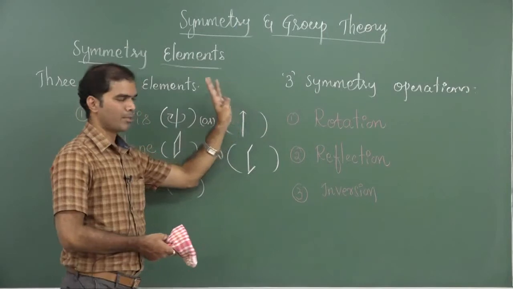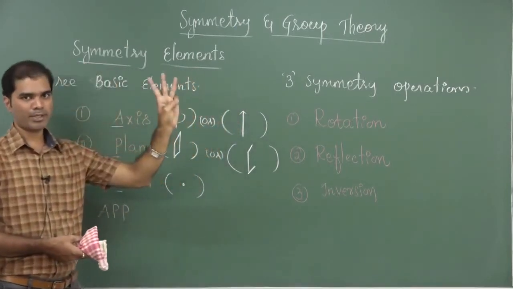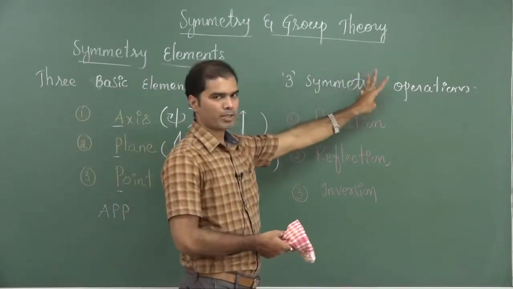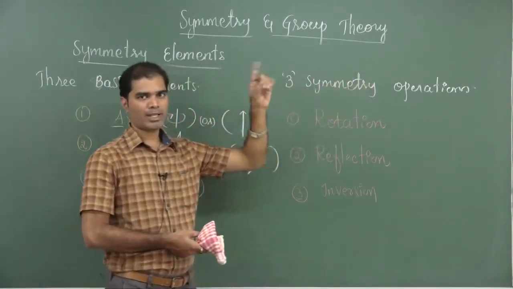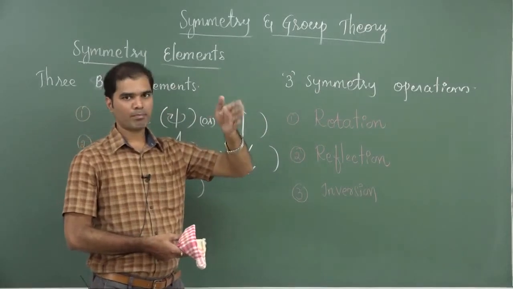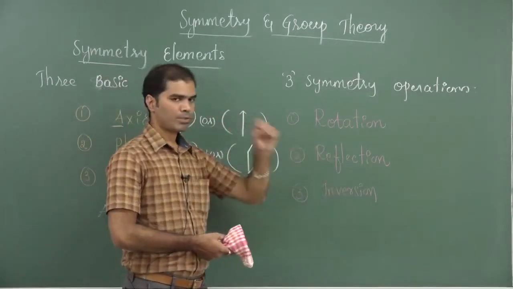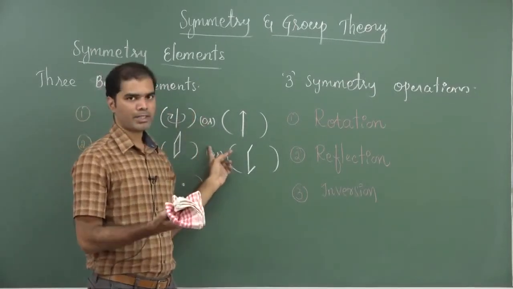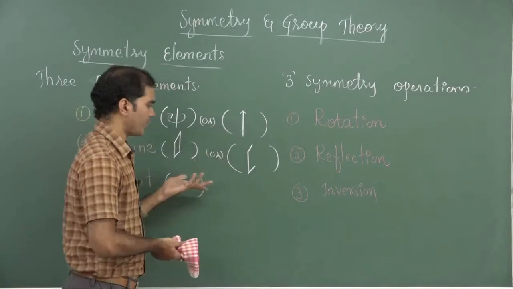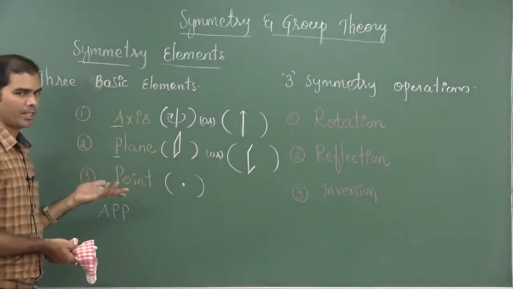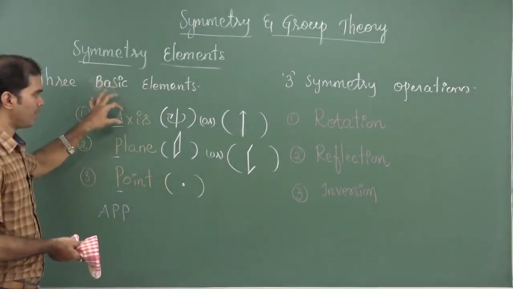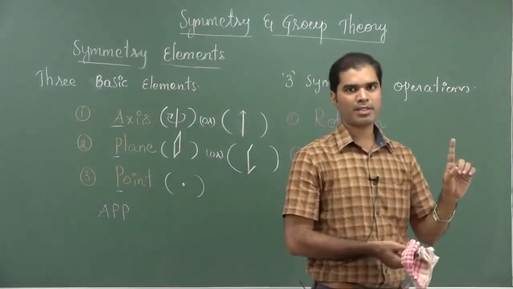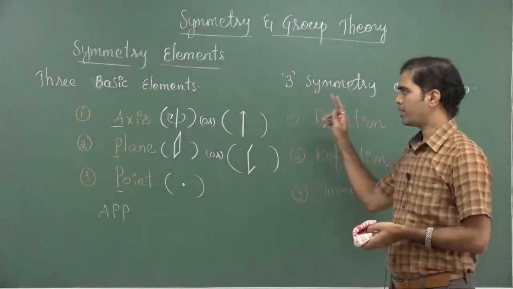We have three basic symmetry elements: axis, plane, and a point. These three basic symmetry elements can generate three symmetry operations: rotation around an axis, reflection along a plane, and inversion through a point. Combination will give you another symmetry element. And finally they have its own identity, that is providing you the identity element, okay. So this is a little basic about the symmetry elements present and the symmetry operations that are being generated by using these symmetry elements.